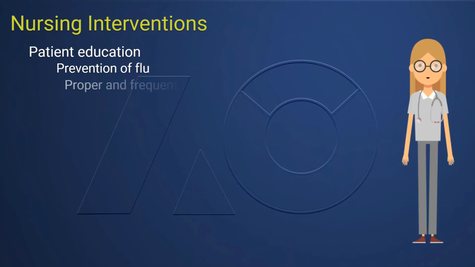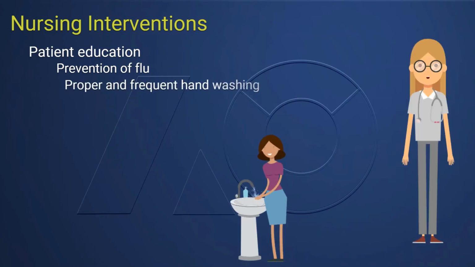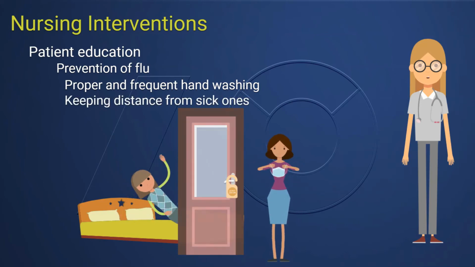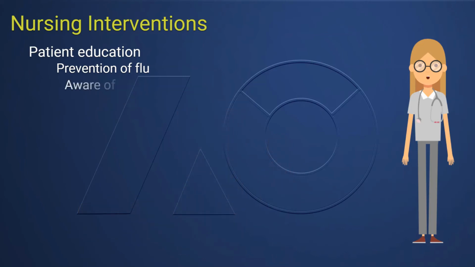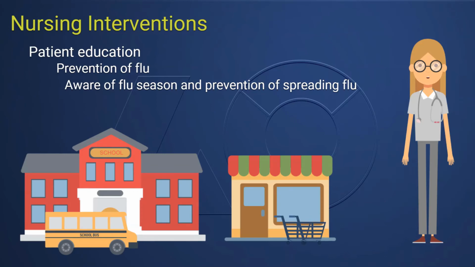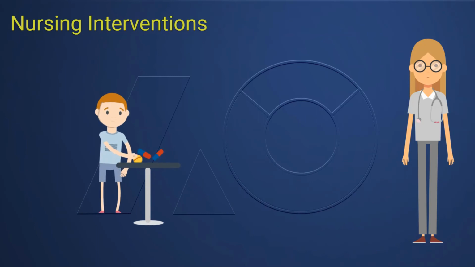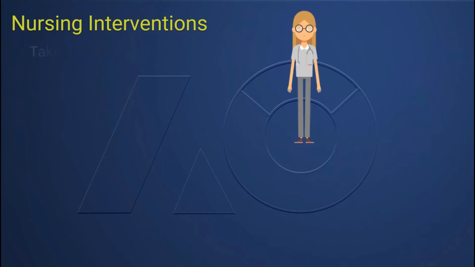Taking proper precautions, including hand washing and keeping distance from sick family members, helps prevent influenza by cutting off the transmission. Being aware of flu season and avoiding crowded places during an outbreak also help prevent spread of flu in the community. Administer medication as prescribed.